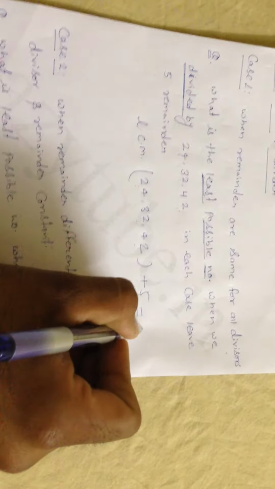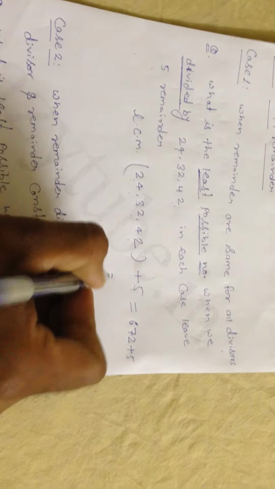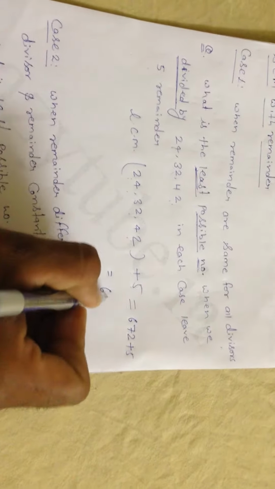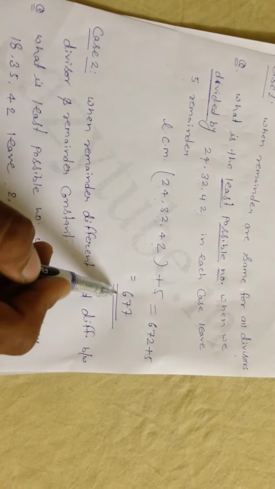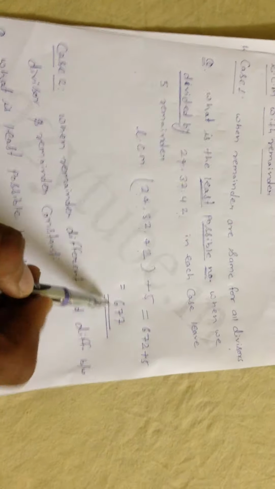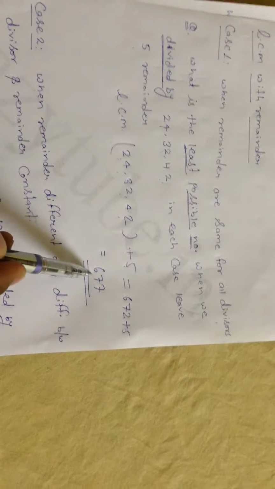So LCM of 24, 32 and 42 is 672, plus 5, that is 677. So 677 is the least possible number which, when we divide by 24, 32 and 42, always leaves the remainder 5.